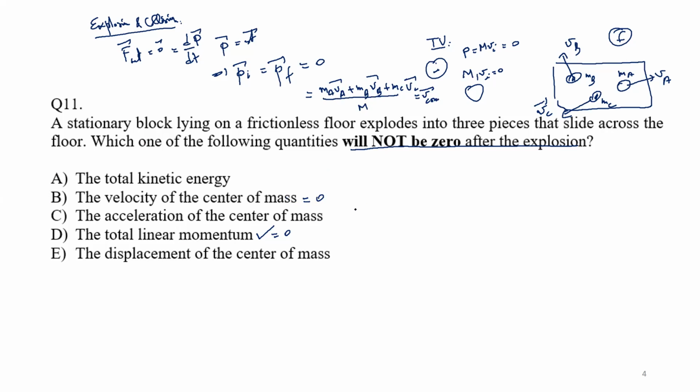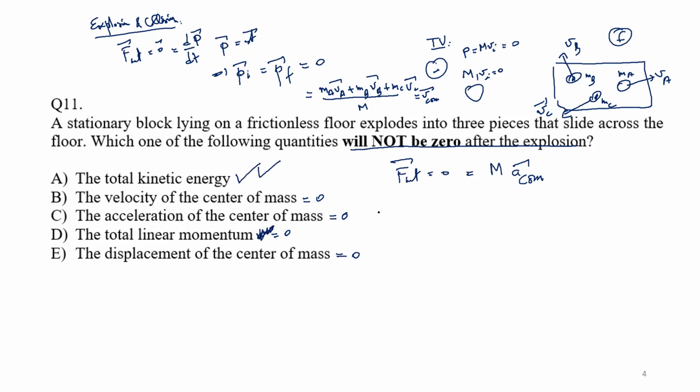So if the velocity of center of mass is 0, of course, net force, as we said, is equal to 0. It's also equal to total mass multiplied by acceleration of center of mass. So that means acceleration of center of mass is equal to 0 as well. Velocity of center of mass is 0 means the center of mass does not change, so the displacement of center of mass is 0. So all this, I'm talking about the same thing. But of course, the total kinetic energy will not be equal to 0. So this is the correct answer.